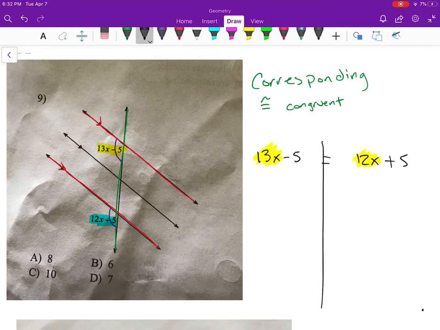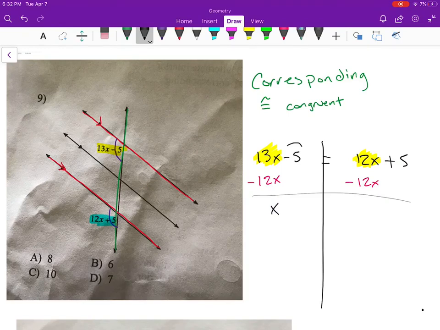Okay, so before we do anything else, we've got to get the variable just on one side of the equal sign. I always like to get rid of the smaller of the two, so I'm going to get rid of that 12x. Of course, you've got to do the same on both sides. Once we do that, you've got 13x minus 12x. Well, 13 minus 12 is 1x. It's the same thing as x, right?